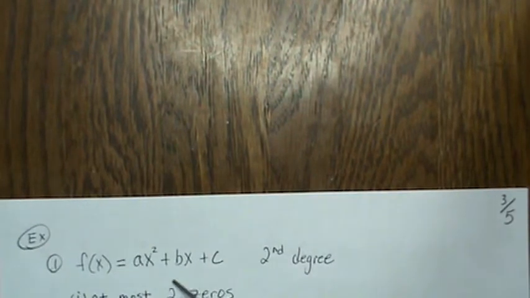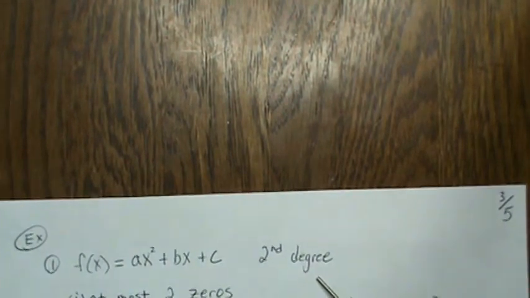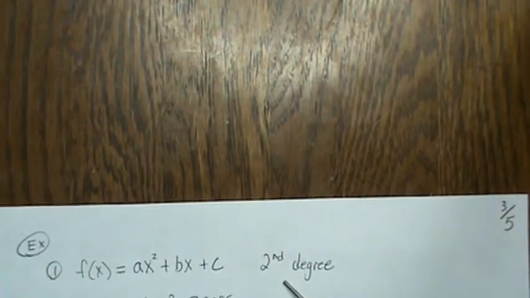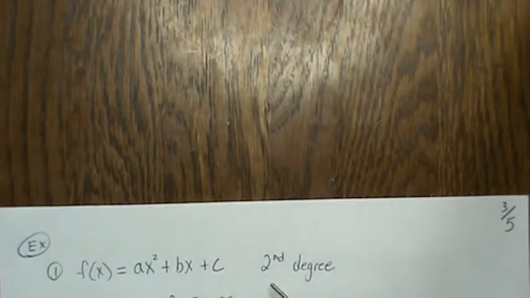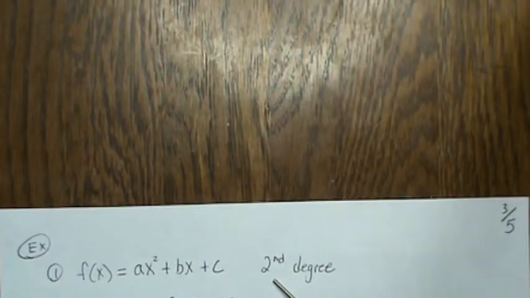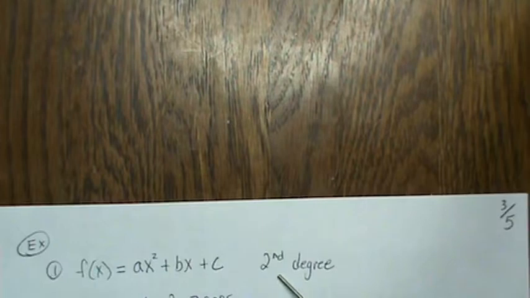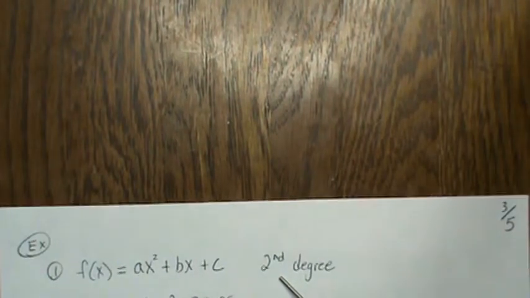So let's jump right into examples here. So here we have a generic quadratic equation. So it's a second degree polynomial, which without even starting, tells us that it crosses the x-axis at most 2 times, meaning there are at most 2 zeros. There's only one hump, or one relative extrema.